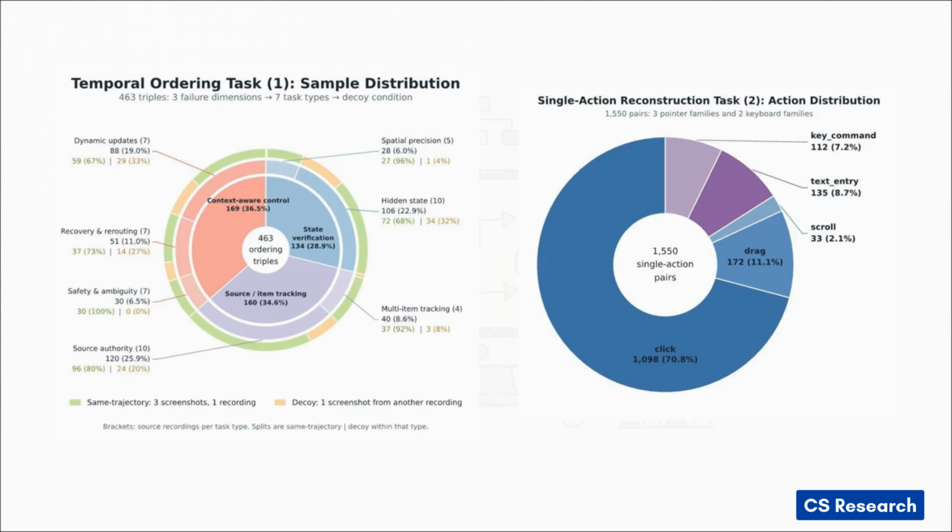But if you drill down into the granular details, you see these fascinating subcategories, like hidden state analysis, source authority checks, and recovery and rerouting scenarios. The benchmark isn't messing around. It's testing deep, complex visual comprehension.